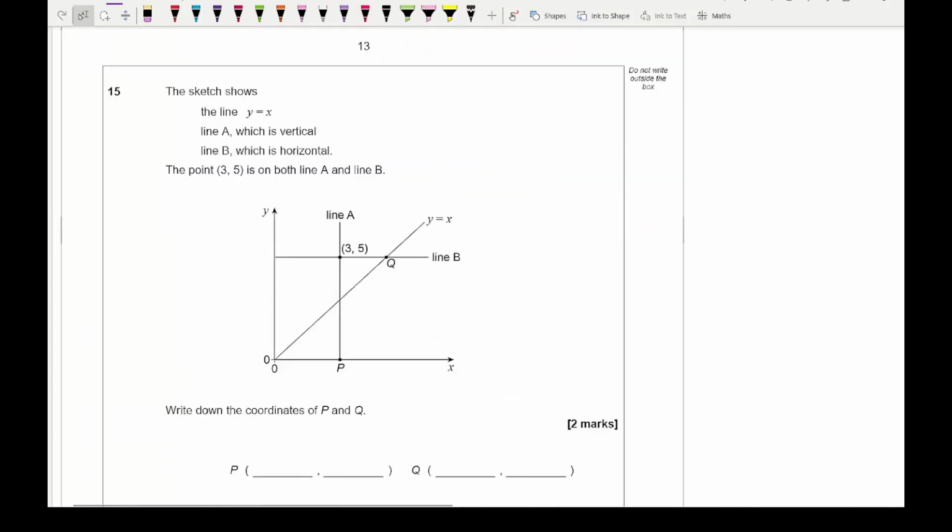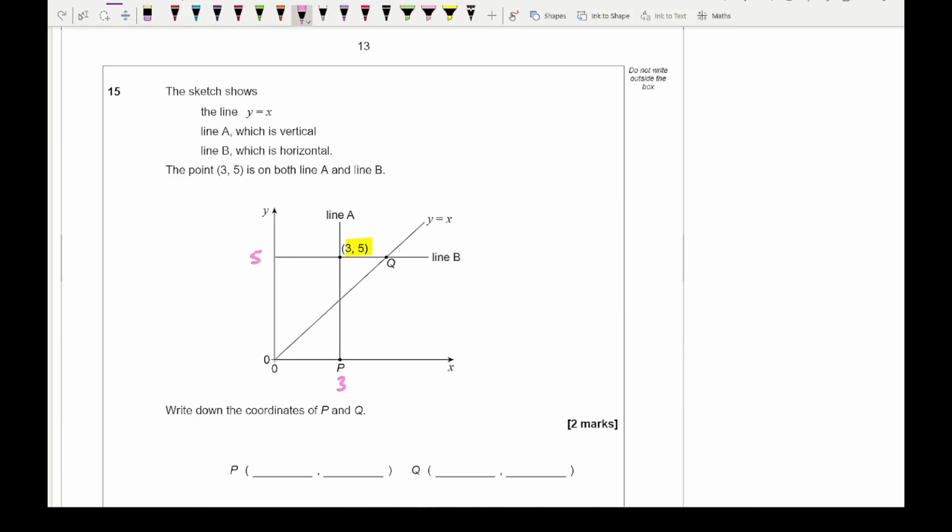Now looking at question 15, it says the sketch shows the line y equals x. Line A is vertical, line B is horizontal. The point (3, 5) lies on both A and B, and the question is asking us to work out the coordinates of P and Q. Now if we use the coordinate (3, 5), then we know that this point here is going to be 3 and this point here is going to be 5.